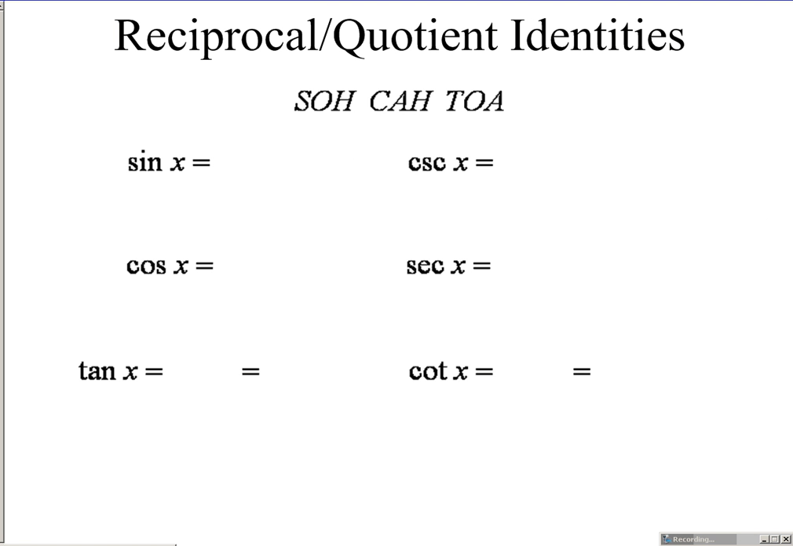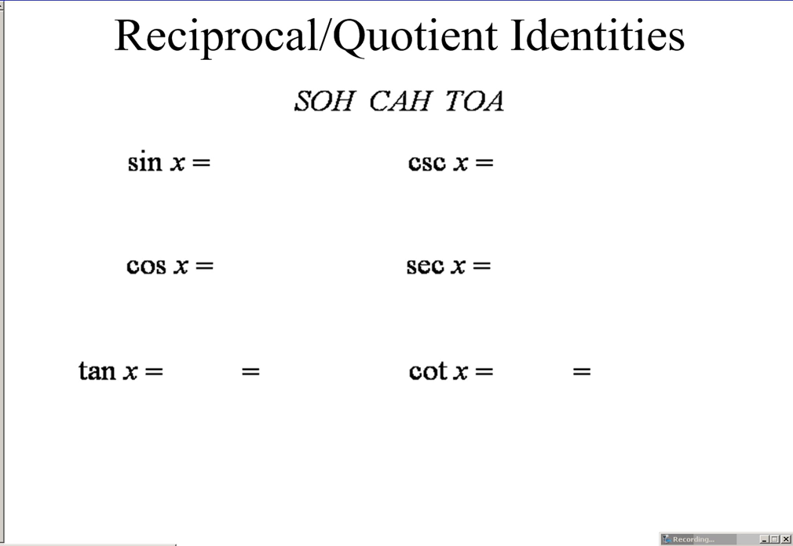Okay, the first 8 identities of the identities that you will need to know for the next 2 chapters are the reciprocal and the quotient identities. Remember, our simple right triangle trigonometry gives us the relationship between the 3 basic trigonometric functions, sine, cosine, tangent, and the sides that they relate in a right triangle. So sine is opposite over hypotenuse, cosine adjacent over hypotenuse, tangent is opposite over adjacent.